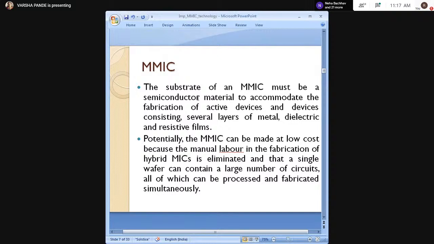But if we use MMIC, in which all the devices or components are fabricated on a single chip, then labor cost is very much reduced. Size is reduced, labor cost is reduced, accuracy is increased, and power requirement is also decreased. Power requirement is decreased because all the devices are very tiny, in dimensions of micrometers, and therefore their power requirement is also reduced. This is the advantage of MMIC.